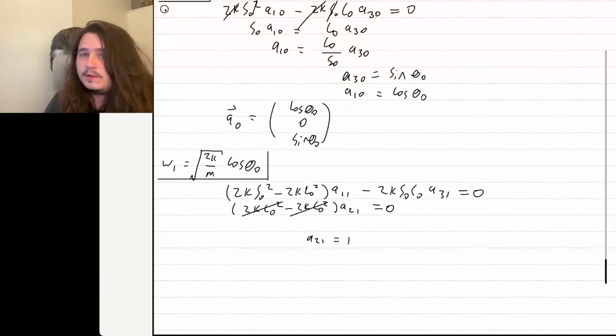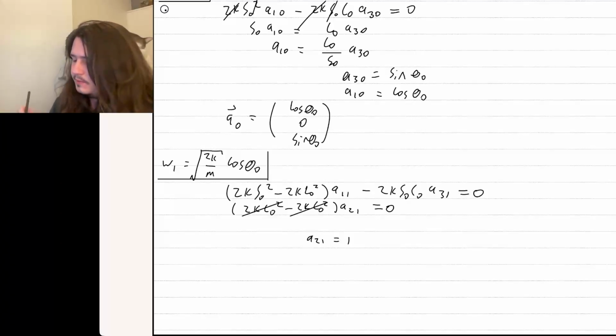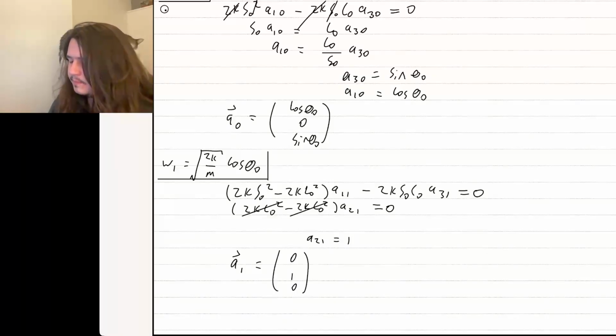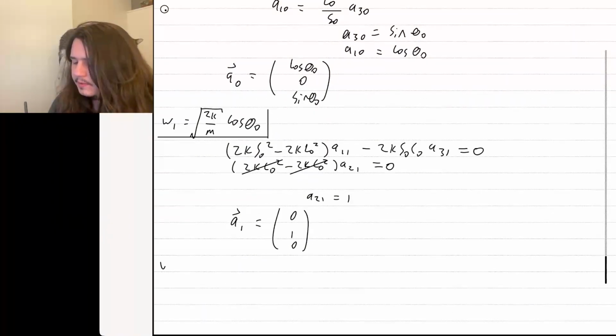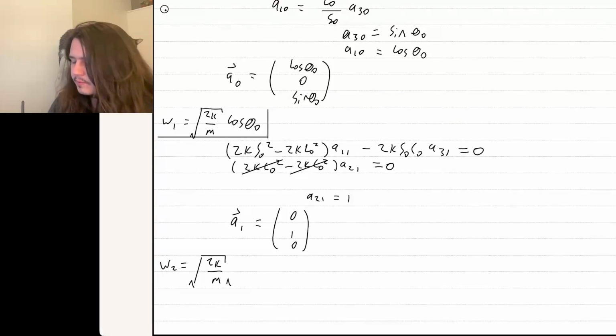And then a11 and a31 will be 0. So a1, our second eigenvector, will be 0, 1, 0. Pretty funny little cop-out, but it's useful. 2k over m, and then this was the square root of 1 plus cosine squared theta naught.